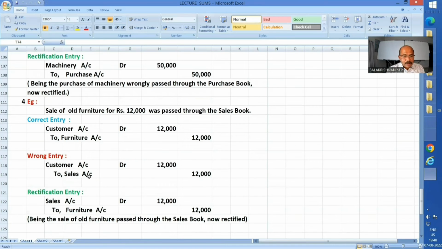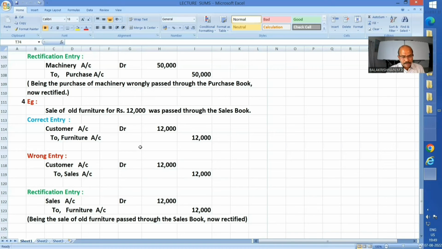Fourth one, sale of old furniture for rupees 12,000 was passed through the sales book. Here also, you have operated the sales book, which means it's a credit transaction. If you just enter an amount in the sales day book against a particular party, let us say Mr. K, 25,000, it means K account debited to sales. It is implied. In a sales day book, credit aspect is sales and debit aspect is invariably the party. So having entered this in the sales day book, you have obviously made this journal entry, customer account debited to sales account. Whereas this is not a sales property. You sold off, you disposed of your asset, your furniture, no longer required.